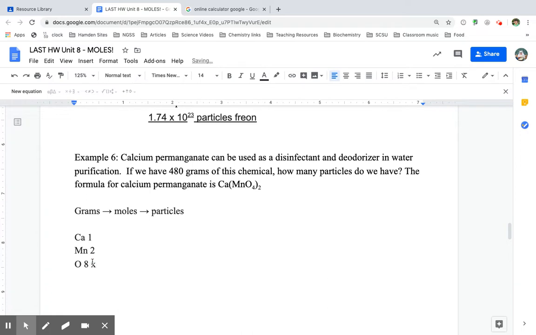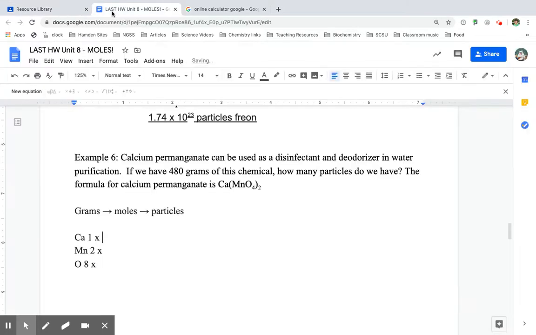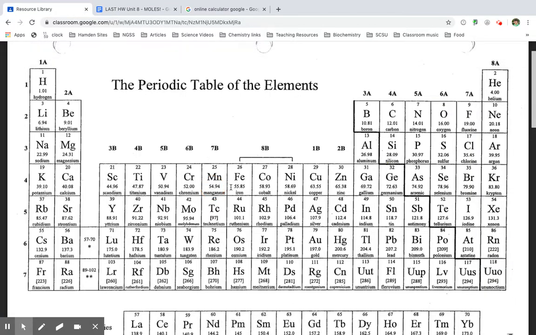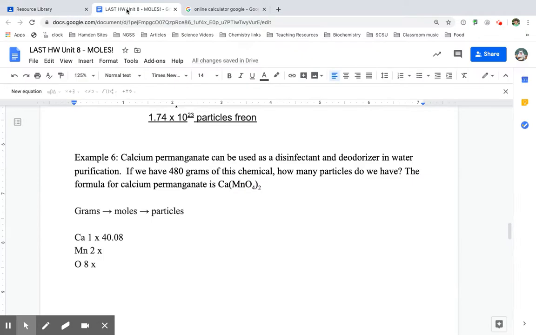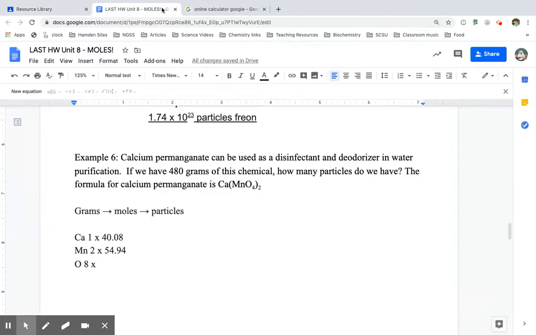Now we're going to multiply by what we find on the periodic table. Calcium is 40.08. Manganese is 54.94. And oxygen is 16.00. Okay, I'm going to plug these into my calculator.